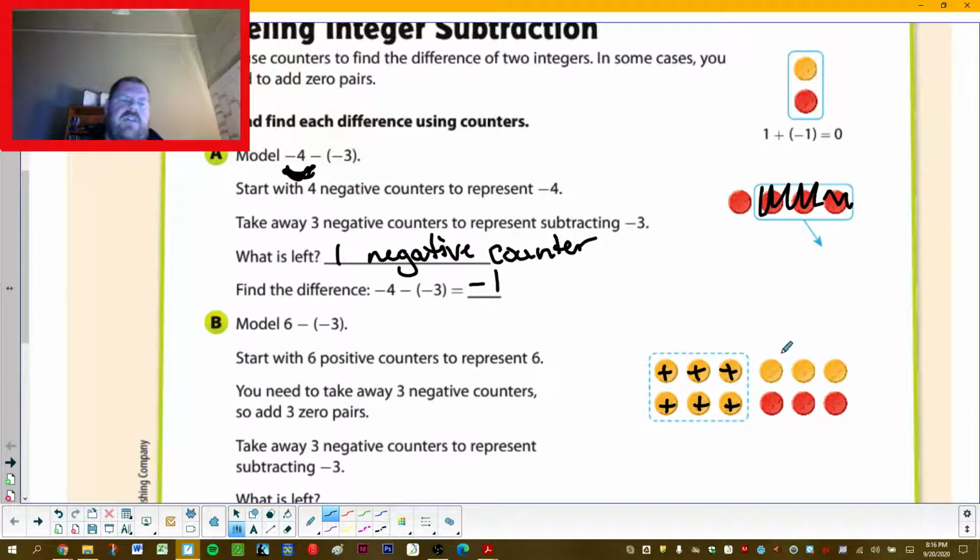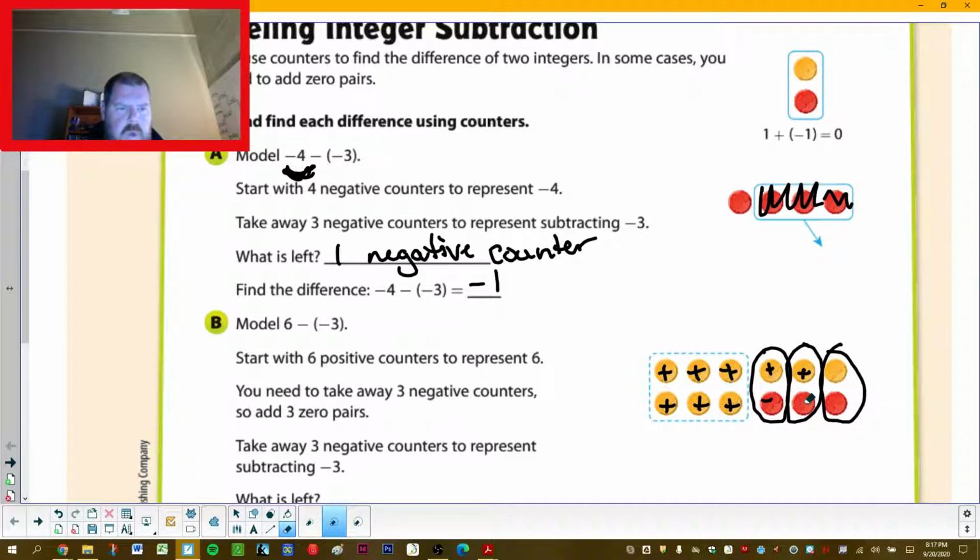So the first thing I have to do is add in 3 zero pairs because I don't want to change the situation at all. I don't want to change the setup of what we have going. I don't want to alter the overall amount. So I put in these 3 zero pairs all at once with a positive and a negative. I put in 3 because I want to take 3 negatives away. And when it started, I didn't have those 3 negatives to take away. So now I do, though. I have these 3 negatives right here that I can take away, kick them out of the equation.